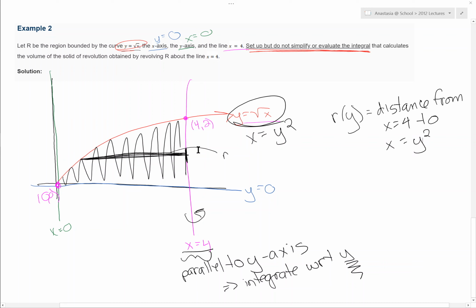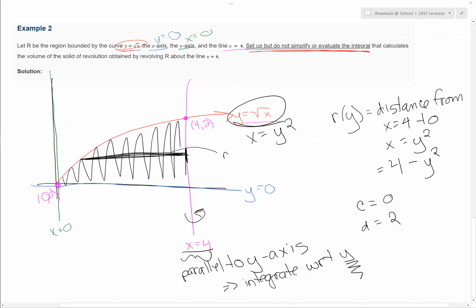Now we're talking about a horizontal distance. In the previous example, we had a vertical distance, so we did top minus bottom. With a horizontal distance, we want right minus left. So right is 4. Left is y squared, so we're going to have 4 minus y squared. Our bounds of integration, I'll go ahead and use c and d since we're talking about y values. C is going to be the smallest y value, so that's y equaling 0. So c will be 0. D is the largest y value, which is up here at 2.